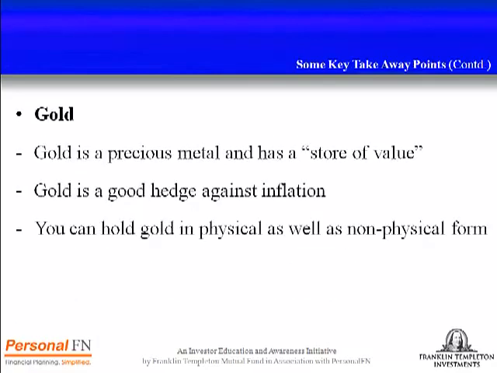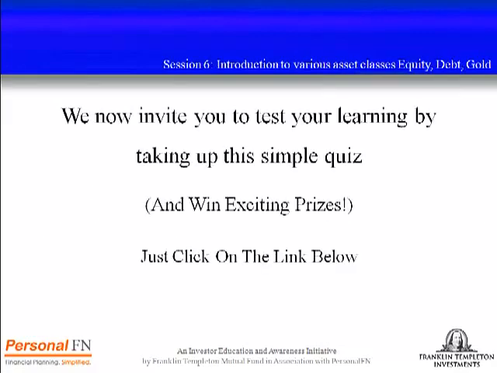Then the next is gold. Gold is a precious metal and has a store of value. Gold is a hedge against inflation, and it can come to your rescue during a crisis. You can hold gold in physical as well as non-physical form. You can choose to either buy gold bars and coins or hold it in your demat account in the form of mutual fund units.